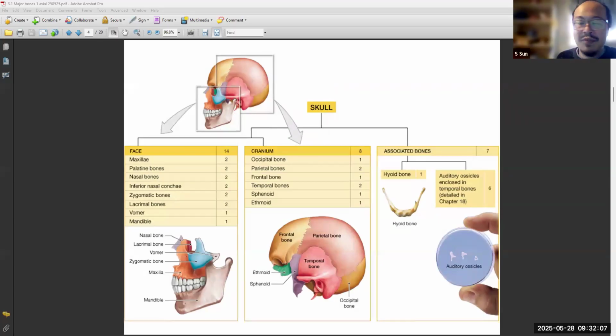Facial does not protect our brain. Facial gives you the facial expression and provides the structure for a lot of the sensory systems, like visual sensory, auditory sensory, taste, right? To taste your food, those sensory systems. Yeah, smelling, smell sensory. So those are the facial portion.